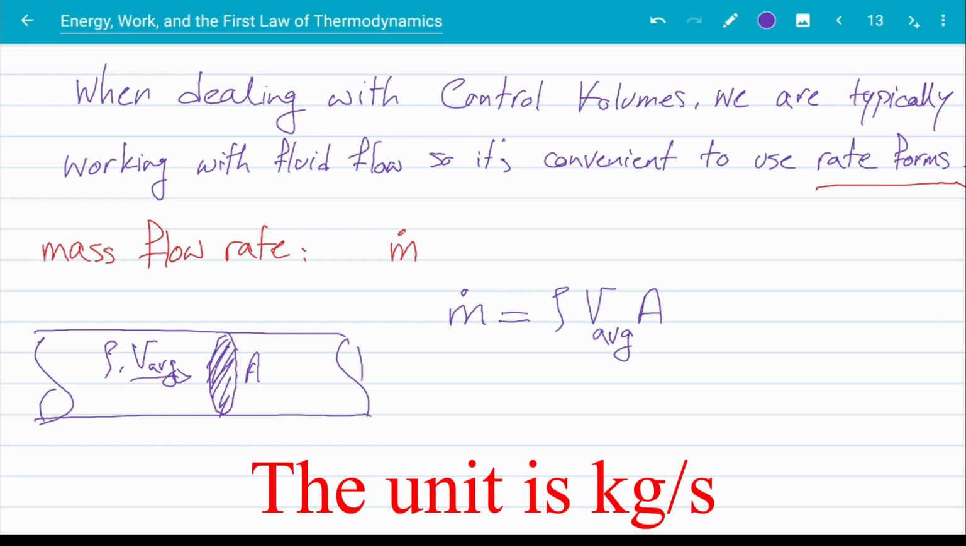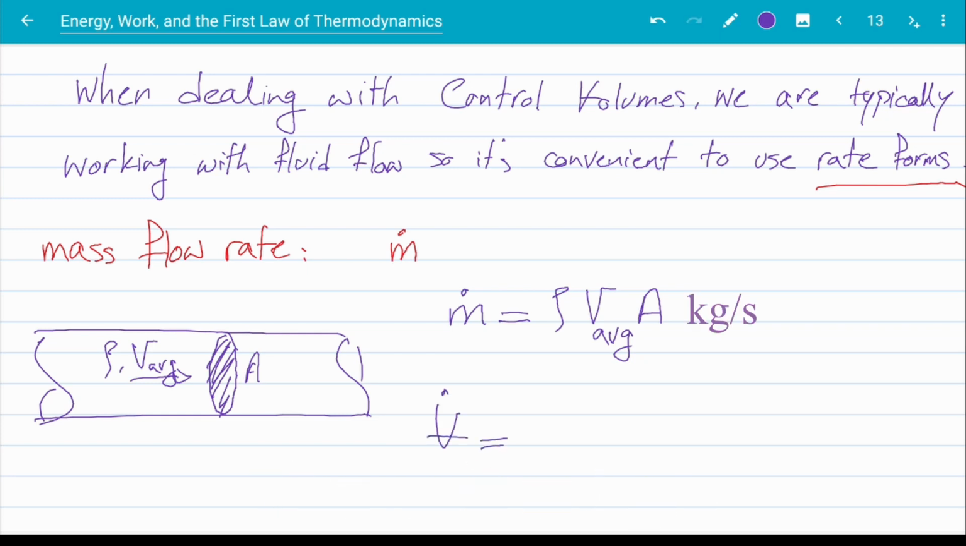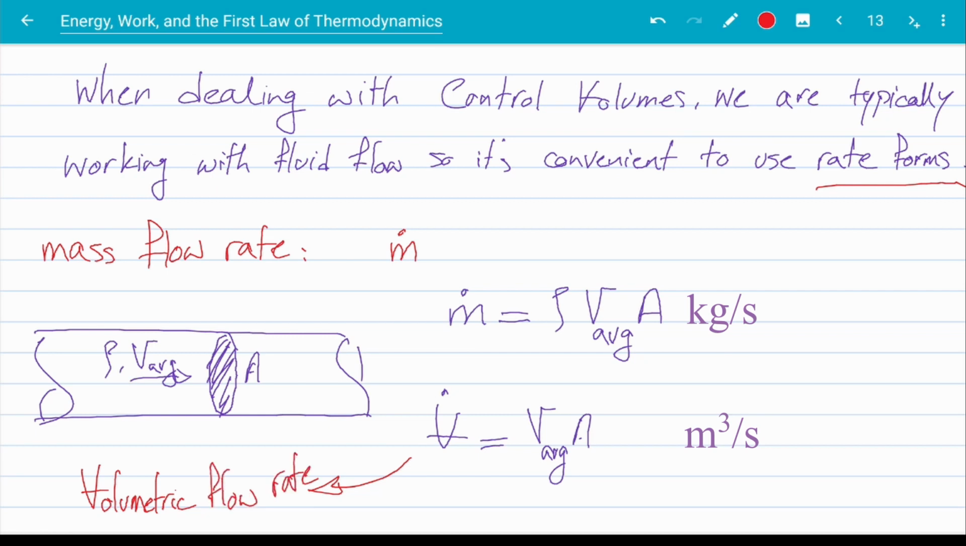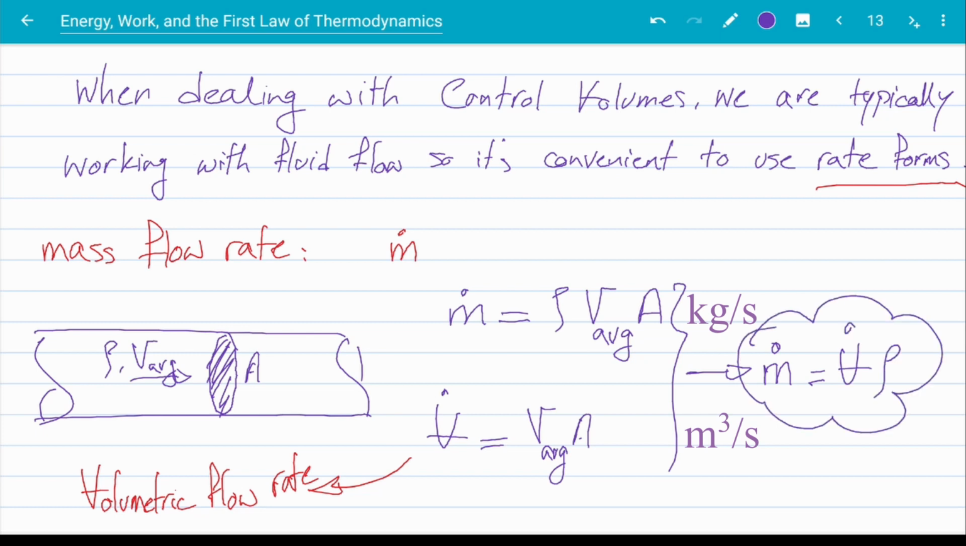The unit will be in kilojoules per second. There is another type of flow rate known as volumetric flow rate, which has the unit of meters cubed per second. We show it by capital V dot, and it is equal to velocity average times area. So mass flow rate is volumetric flow rate times density. The rate of total energy can then be written as capital E dot is equal to m dot E. The unit will be kilojoules per second or kilowatts.